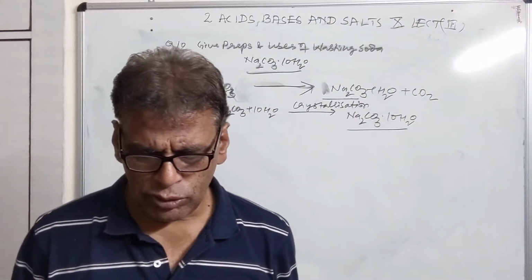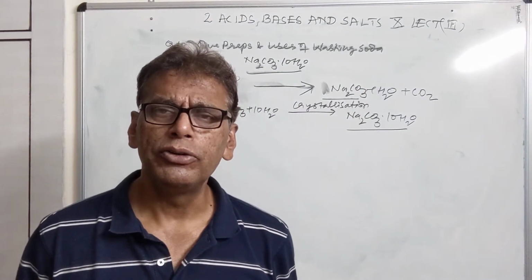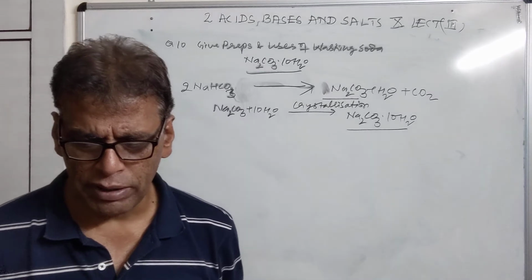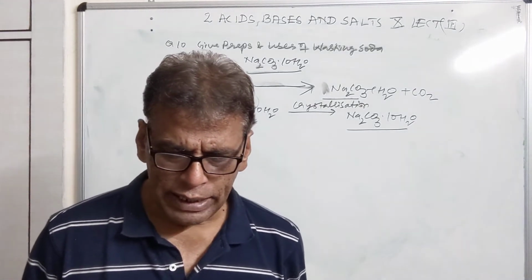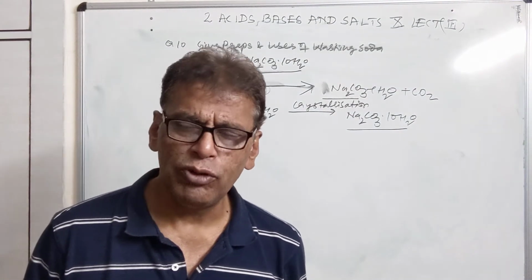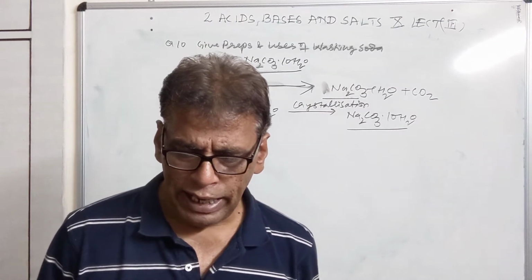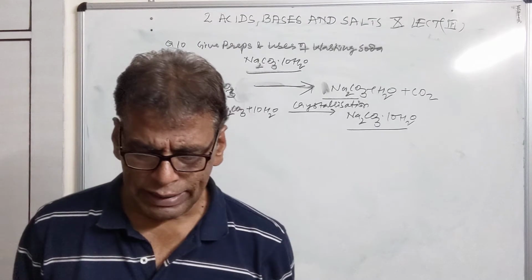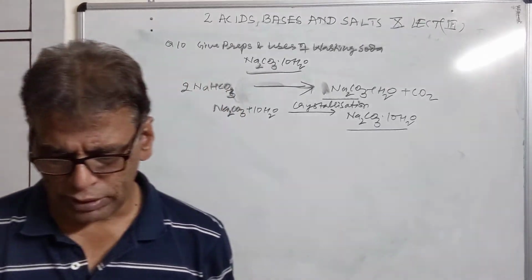Uses of washing soda. Sodium carbonate is used in the preparation of glass, soap, paper, and borax powder. It is used as a cleansing agent for domestic purposes and for removing permanent hardness of water. And it contains 10 water molecules of crystallization.